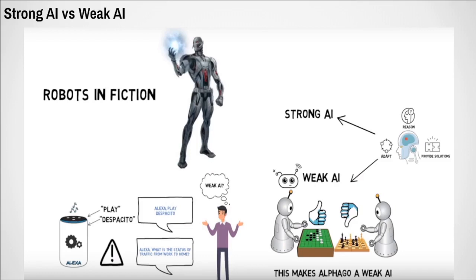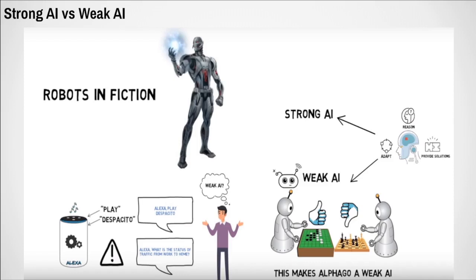Also, whenever we talk about artificial intelligence, there is always a discussion on strong AI versus weak AI. So what is strong AI? Strong AI are robots in fiction. They're not developed yet, right? Robots like Ultron, Terminator, or iRobot. They all are self-aware robots who can take decisions on their own. So they are termed as strong AI, right?